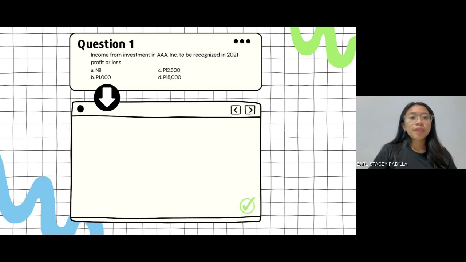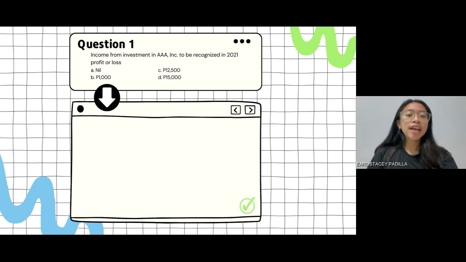Let us start answering with the first question. It is about determining the income from investment in AAA Incorporated for the year 2021 in profit or loss. It is an equity investment owning only 10% of the shares. Therefore, according to the measurement rules that I introduced a while ago, it is recognized at fair value, and the cost method will be used because of the absence of significant influence. Under the cost method, cash dividends earned are considered income.